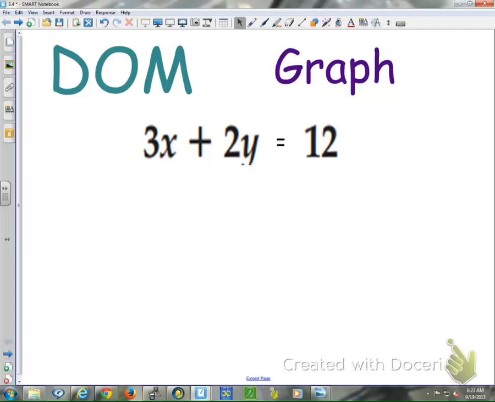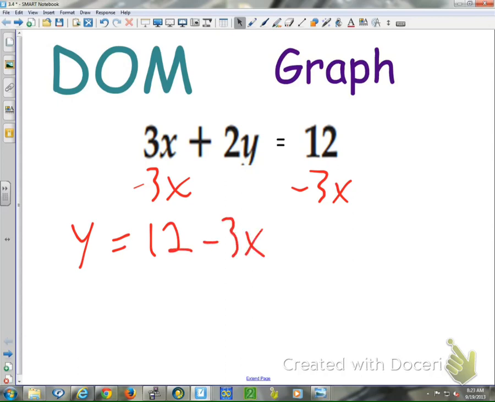Whenever you graph, what's the first thing you should always do? Get the y by itself. Excellent answer. So getting the y by itself, what do we need to do? Subtract 3x. So that would be y is equal to 12 minus 3x, or negative 3x plus 12, if that's your prerogative.